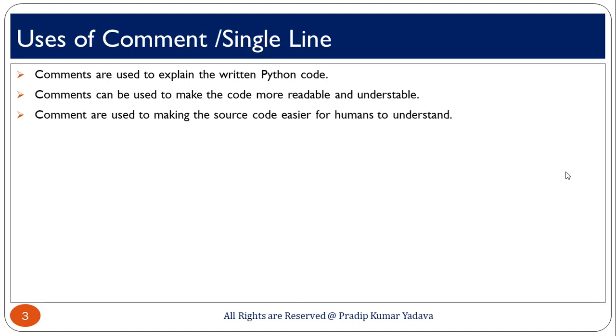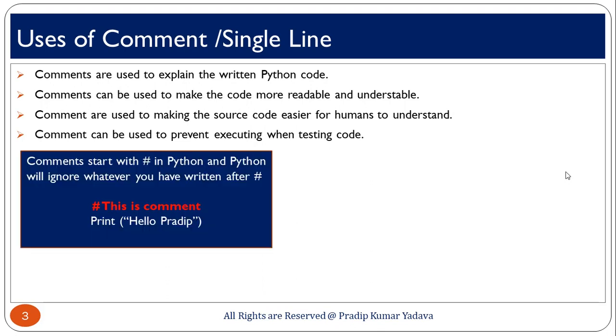Comments are used to make the source code easier for humans to understand, which I have already discussed. And now, comments can be used to prevent execution when testing code. Suppose you want to test something and you want to avoid a piece of code, so that code is not part of the execution. Then you make it a comment, so you can use that code as commented. In practical I will explain everything.